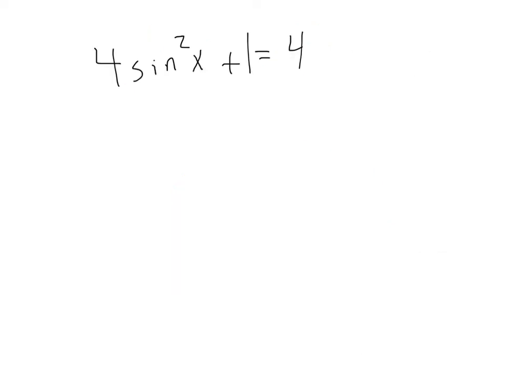Let's try this one. Here we have 4 sine squared x plus 1 equals 4. If I solve for sine squared x, I could subtract 1. That'll give me 3, and divide by 4. That'll leave me with sine squared x equals 3/4.